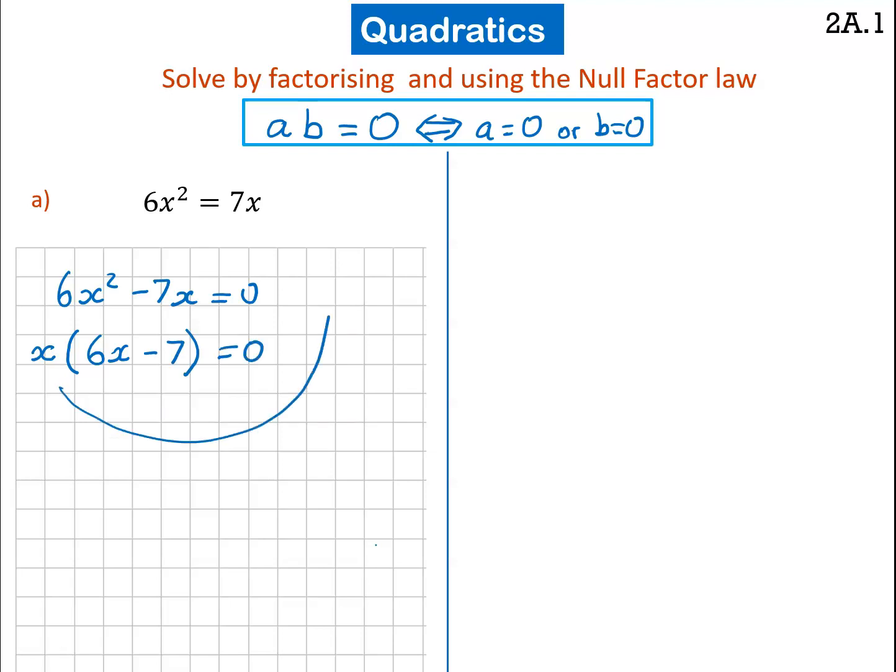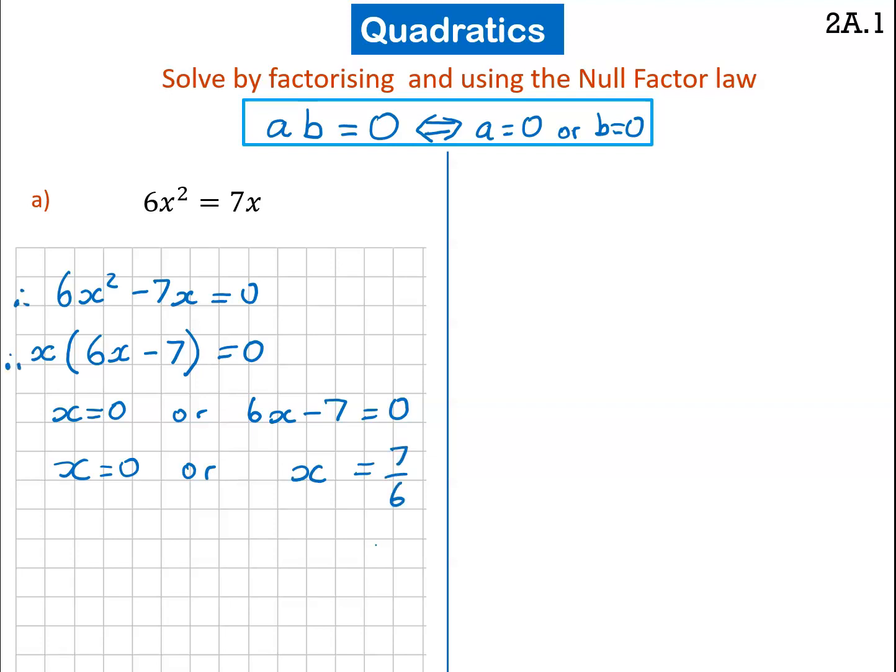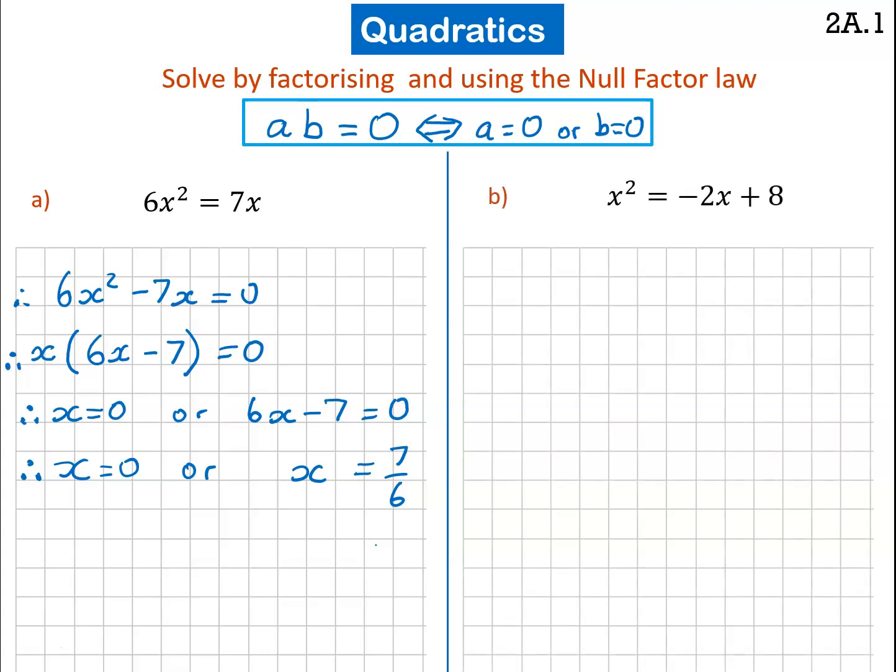And look at that. Now, it's in this form, a times b equal to 0. That means that either x is equal to 0 or 6x minus 7 is equal to 0. In other words, either x is equal to 0 or x is equal to 7 over 6. Now, notice that I have forgotten to write down the therefore symbols at each line. So, that's it. Done. Next one, again, we have another quadratic equation, and it's not equal to 0 yet.